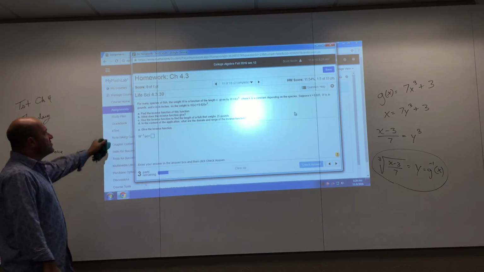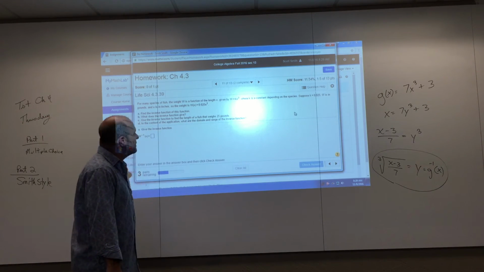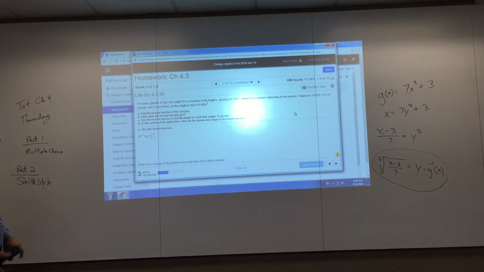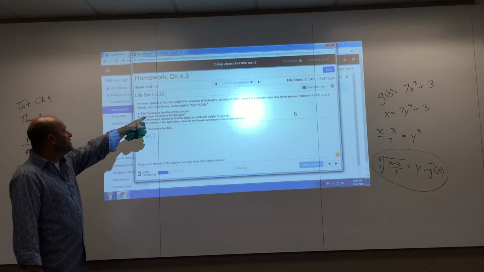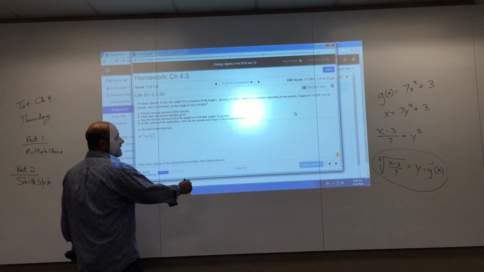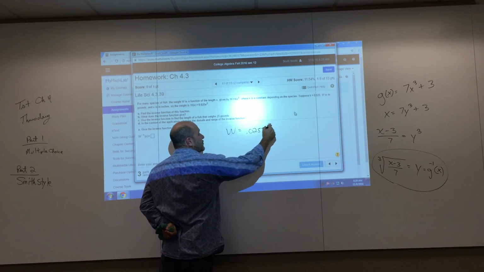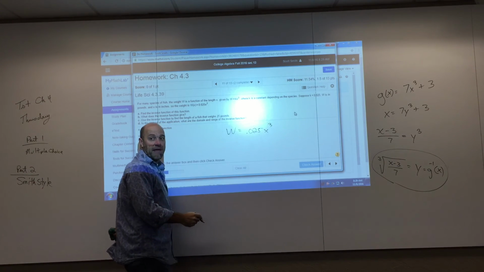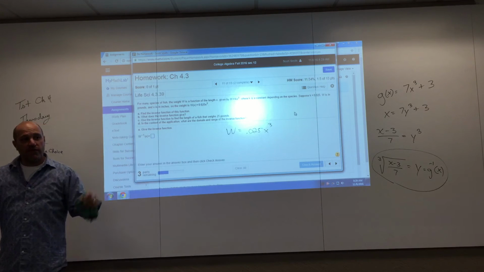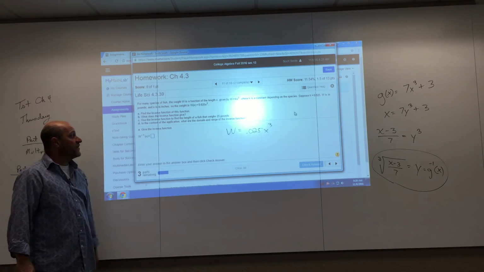For many species of fish, the weight is a function of the length. W equals kx cubed, where k is a constant depending on the species. If k is 0.025, W is in pounds, X is in inches, so the weight is this function. You measure the length, plug it in here, cube it, multiply, and you get the weight. Find the inverse of this function.